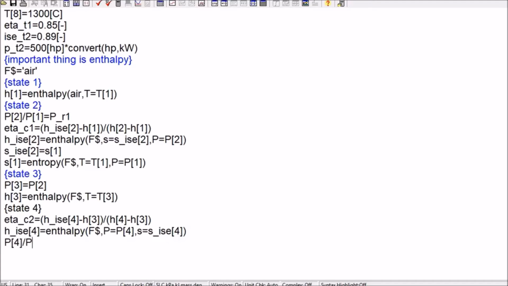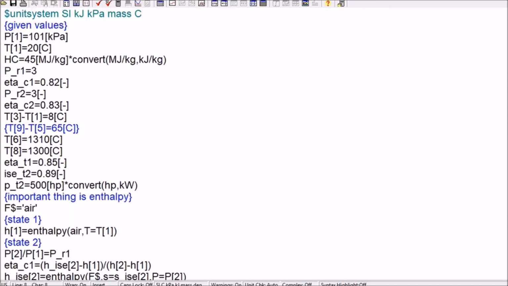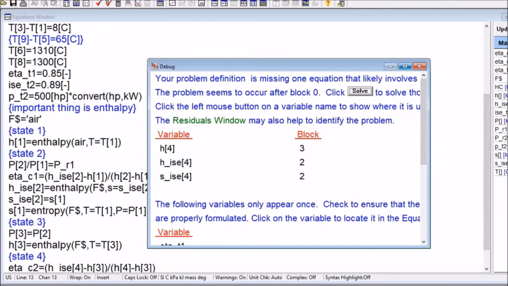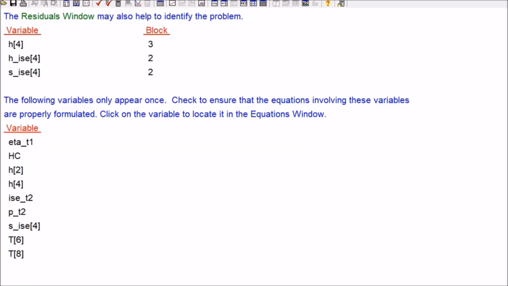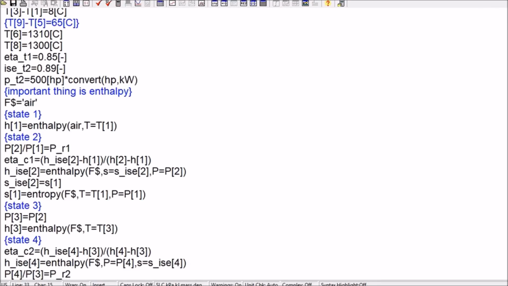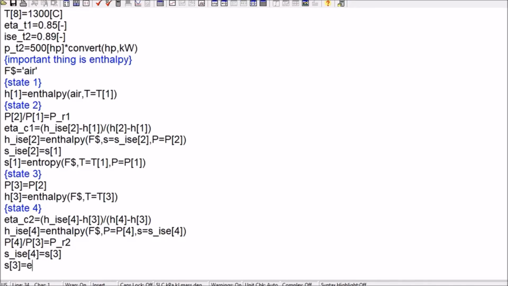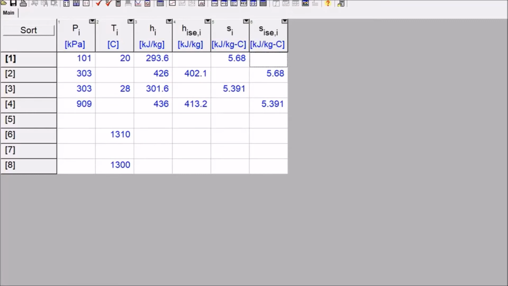P4 by P3 is P ratio 2, which is what we have defined. And for H4, let's see what the error is. You have an error for S isentropic 4, we have not defined it yet. S isentropic 4 is the same as S3. S3 is the entropy of air, again the working fluid. So what do we have about 3? We have T as T3 and P as P3. If we press it, you will have the values for 4.